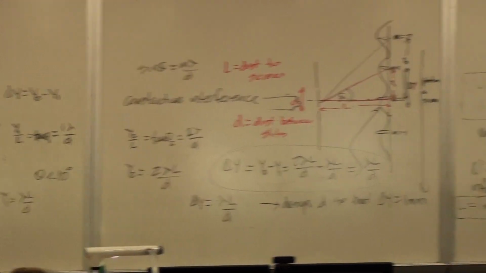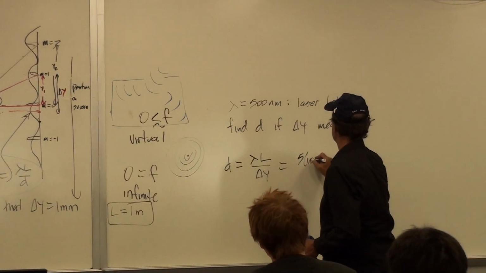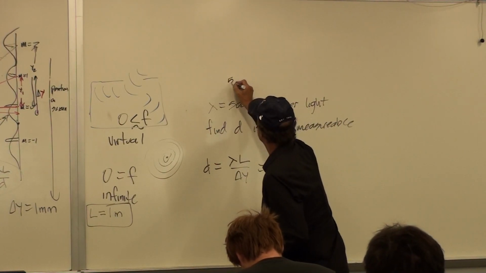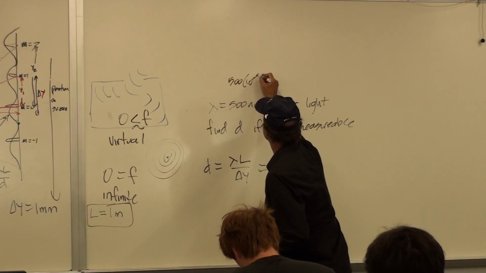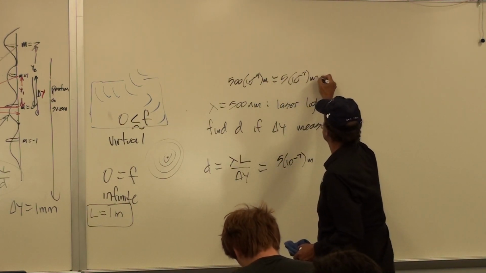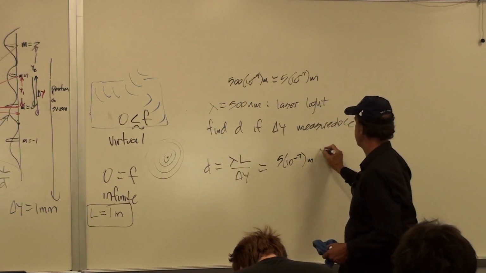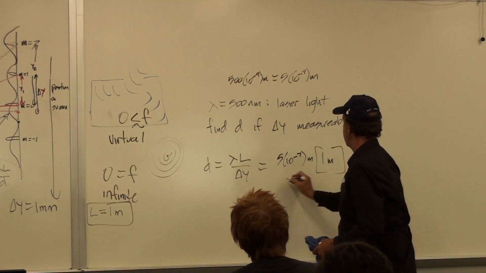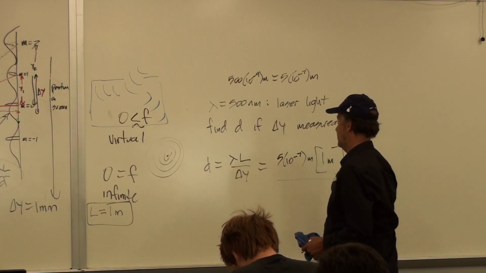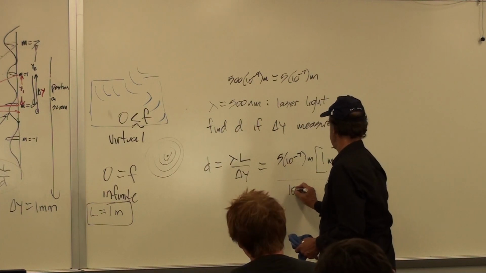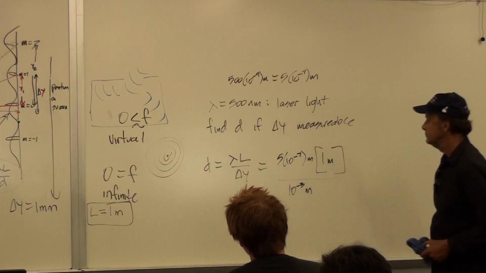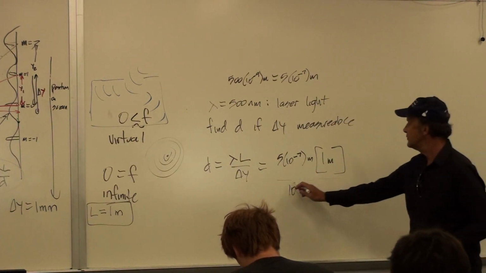So the lambda is going to be 5 times 10 to the minus 7 meters. Remember, a nanometer is 10 to the minus 9, so 500 times 10 to the minus 9 meters is 5 times 10 to the minus 7 meters. So that goes in for lambda. Then L is just 1 meter, divided by delta y, which in this case is 1 millimeter, so that's 10 to the minus 3 meters. And this is what we're putting in.